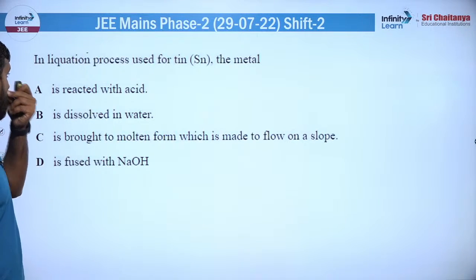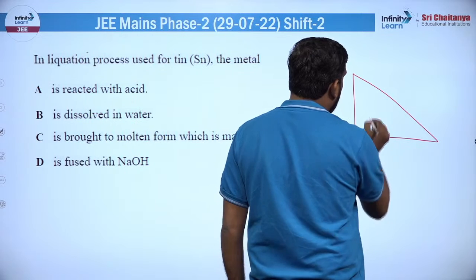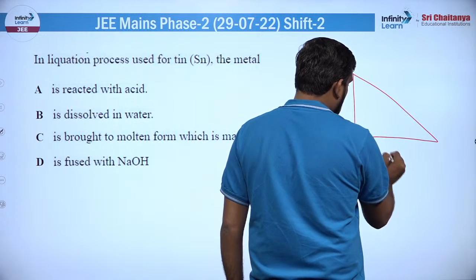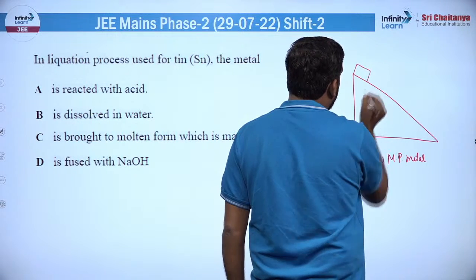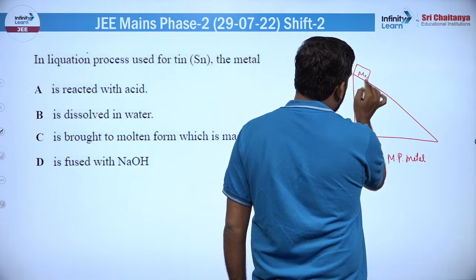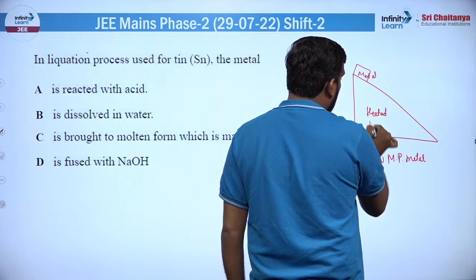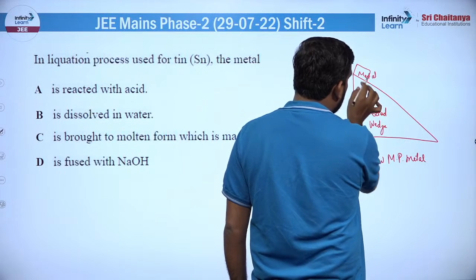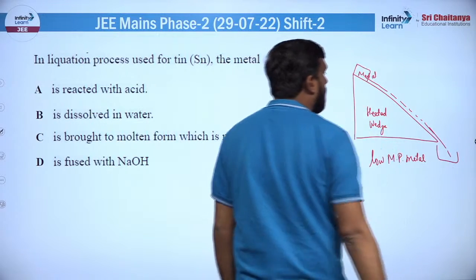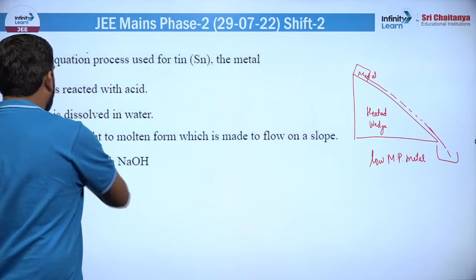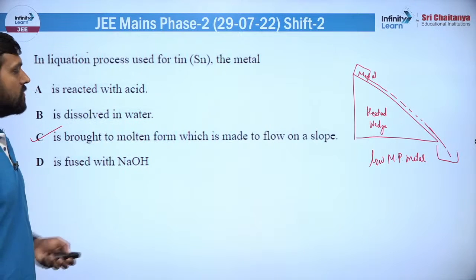Going to the next question, what happens in liquefaction basically? Liquefaction is a process of purification where low melting point metals are subjected to heating. Here we keep the slump of it on a wedge, which is basically the heated wedge, and this heated wedge melts the metal, and due to melting it comes down and pours here. So this is how you collect the molten metal. It is brought to the molten form, which is made to flow on a slope. So this is the process of liquefaction.